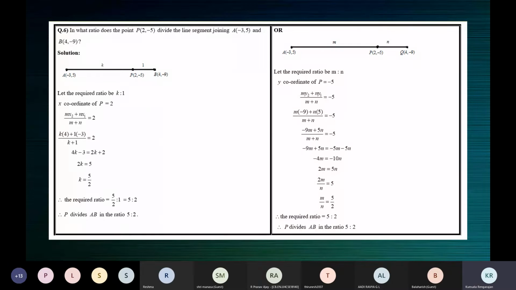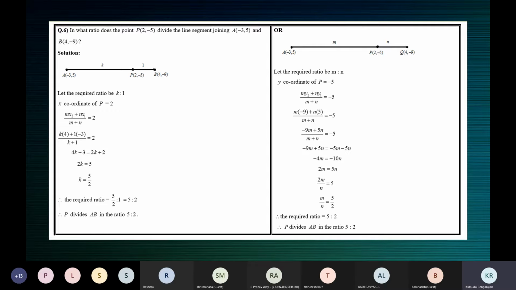If k is 7, what is the ratio? When you assume the ratio is k:1 and the value of k is 7, what will the ratio be? 7:1. When the value of k is 7, the ratio will be 7:1. K:1, 7:1.